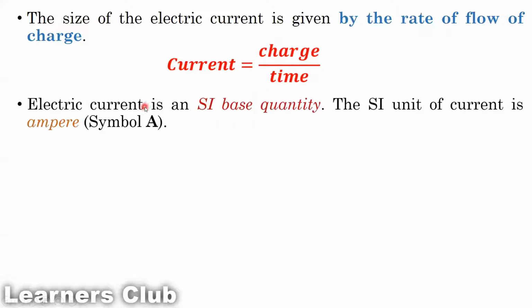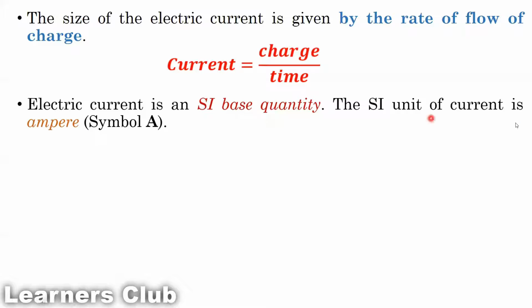The size of the electric current is given by the rate of flow of charge. This is the formula for current. As we know, current is the ratio of charge over time. In other words, the definition of electric current is the rate of flow of charge, the amount of charge passing per unit time. Electric current is an SI base quantity. SI base unit means it's a fundamental quantity, which means it does not depend on any other quantity. It can be simply measured directly.